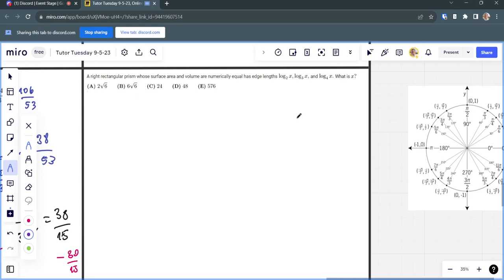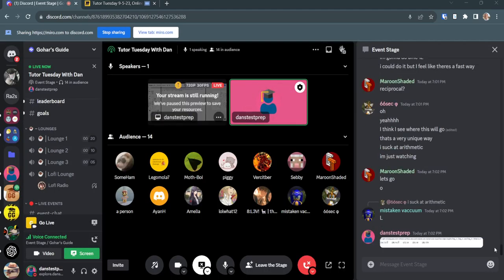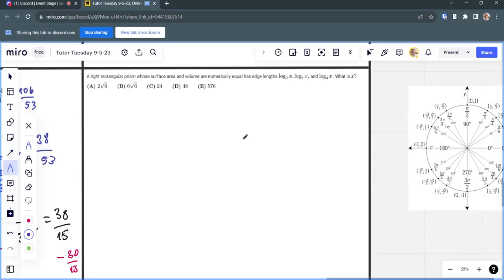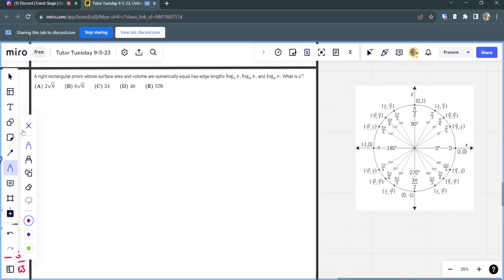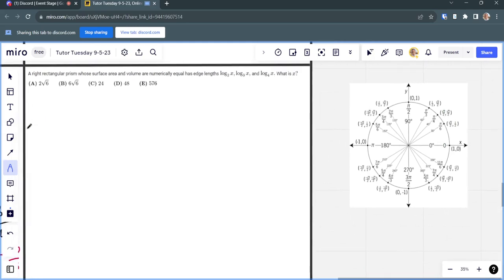And the last AMC math problem, which looks real fun, is going to be this one. A log question. I hope you guys have brushed up on your logs because this is going to use all the log properties that you did and didn't know. So, what have we got here? A right rectangular prism whose surface area and volume are numerically equal has edge lengths log base 2 of x, log base 3 of x, and log base 4 of x. What is x?